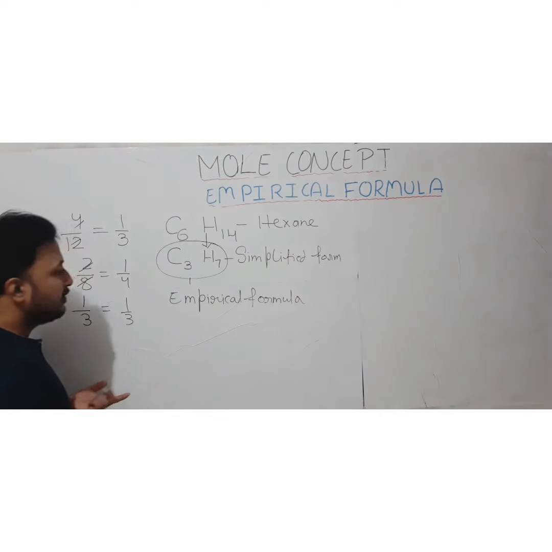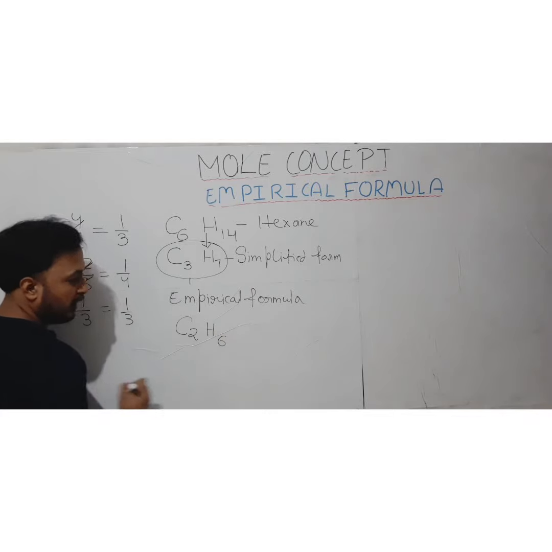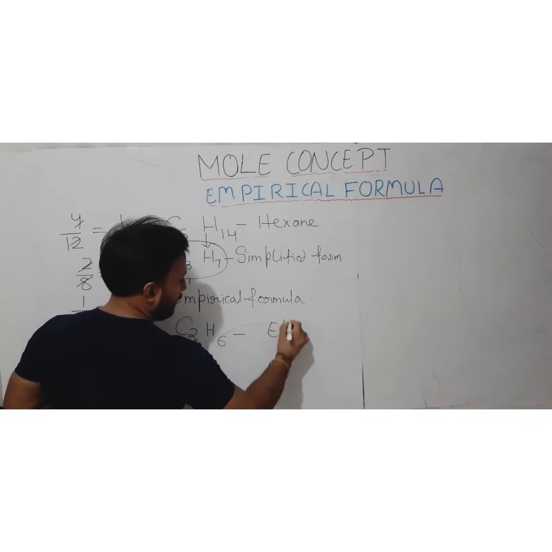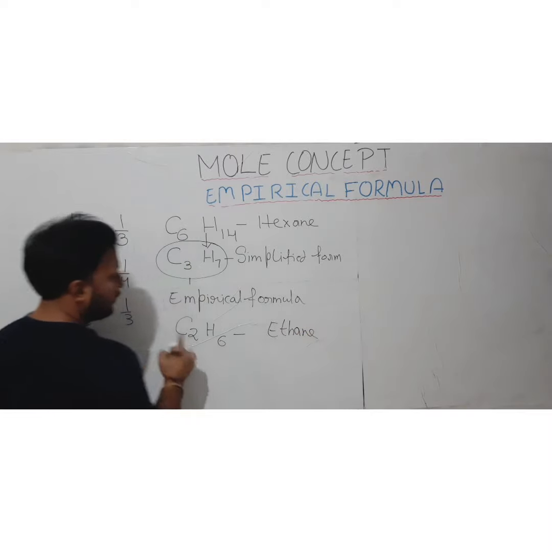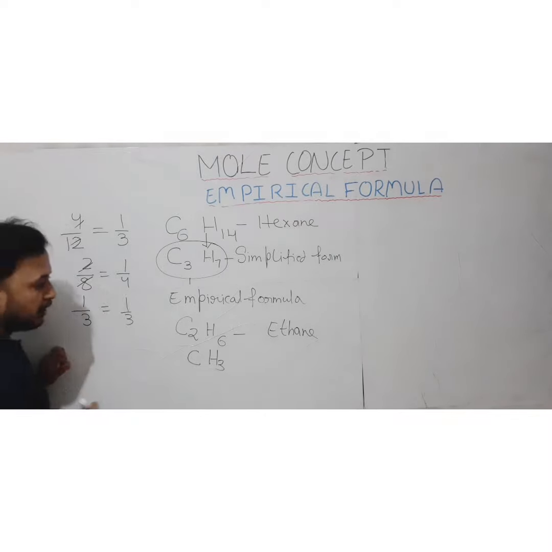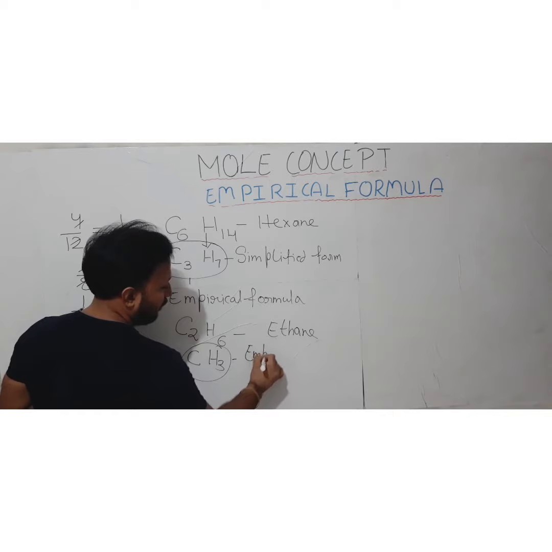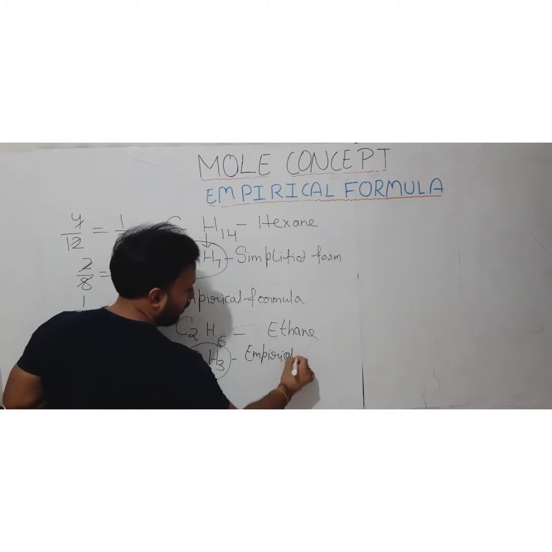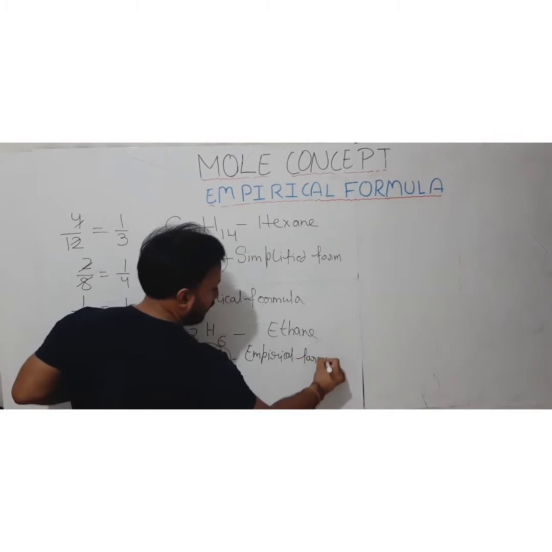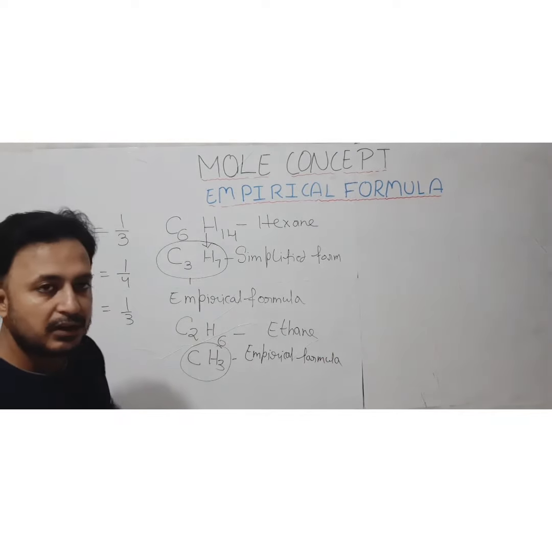We can see further examples. Suppose we have a compound C2H6, which is known as ethane. If I simplify this, it becomes CH3. Again, this is the empirical formula of ethane. So the simplified form of a molecular formula is known as the empirical formula.